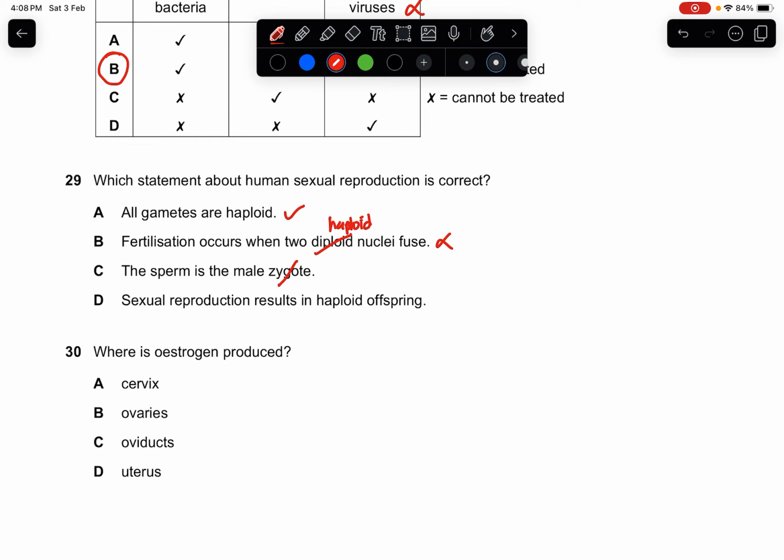No, it's not zygote, it should be a gamete. Sexual reproduction results in haploid offspring. No, it's supposed to be diploid. So the answer is A.